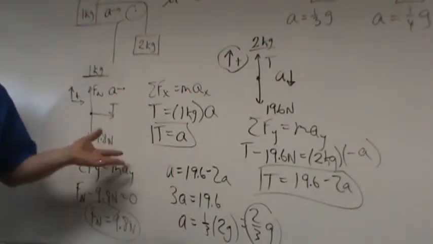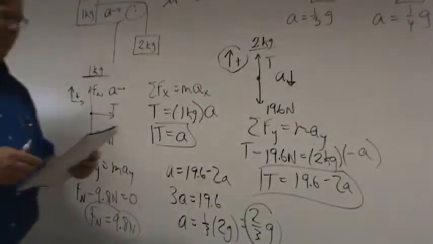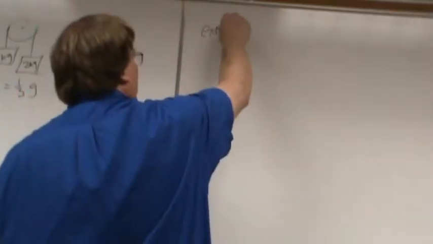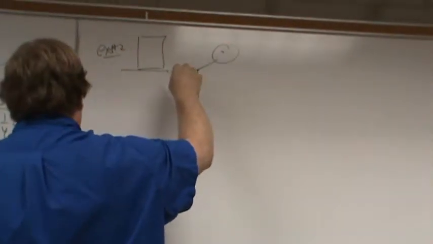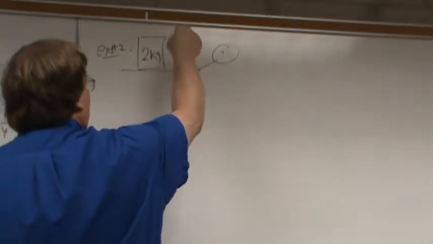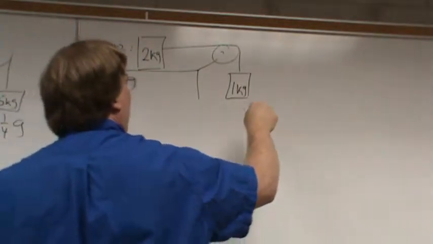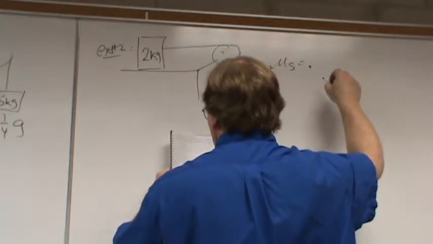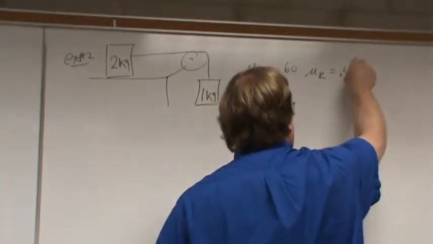Okay, now let's go ahead and do a problem that involves friction. Here comes our next problem. We've got 2 more problems to do. Here's one that involves friction. Example number 2. This is now going to be 2 kilograms here, and 1 kilogram there. The coefficient of static friction is 0.60, and the coefficient of kinetic friction is 0.40.